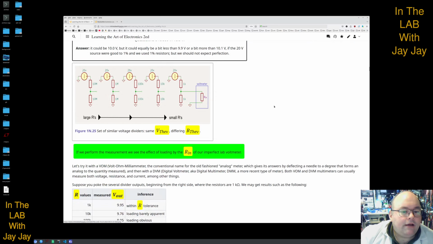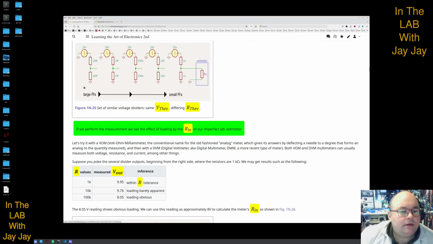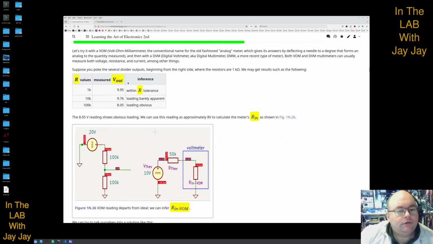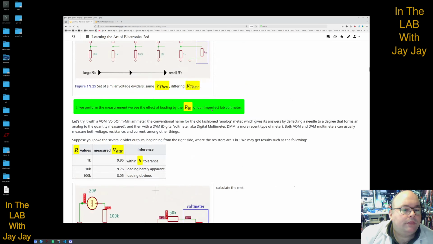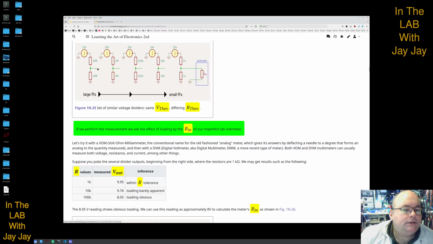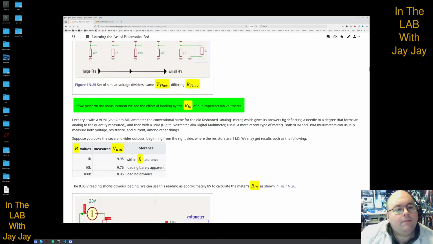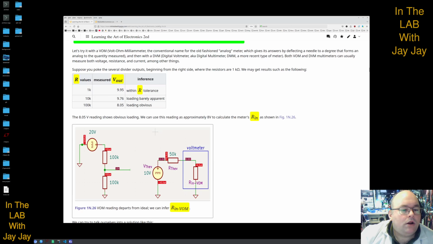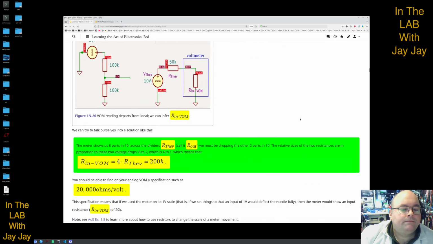Now here we get to where we did our first experiment. If we perform the measurement, we see the effect of loading by R_M of our imperfect lab voltmeter. This was the first experiment we did, and we used the analog meter to measure the output voltage for the cases where the resistances were 1K, 10K, or 100K. And we noticed that the loading was obvious when we got to 100K using the analog voltmeter.